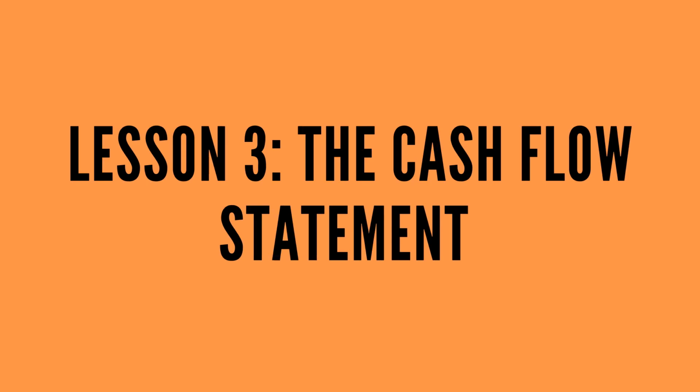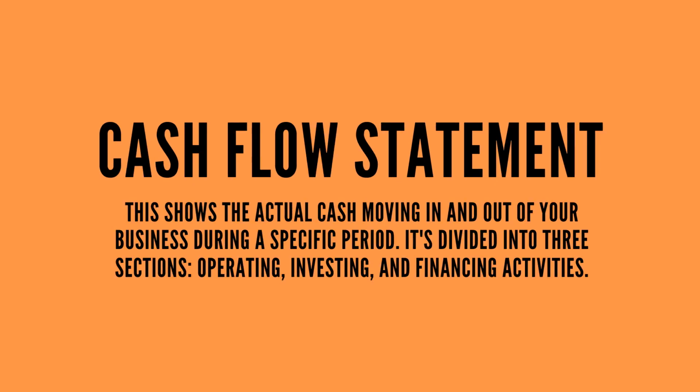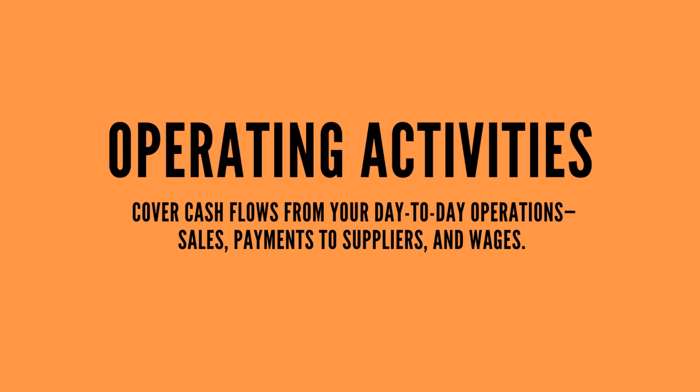Lesson 3, the cash flow statement. Last but not least is the cash flow statement. This shows the actual cash moving in and out of your business during a specific period. It's divided into 3 sections: operating, investing, and financing activities. Operating activities cover cash flows from your day-to-day operations, sales, payments to suppliers, and wages. Example, a coffee shop receives $50,000 from sales and pays $25,000 for inventory and wages, leaving $25,000 in positive operating cash flow.